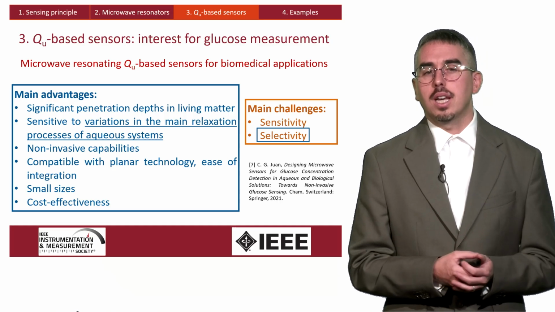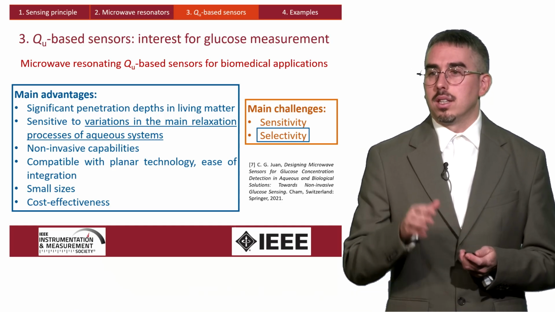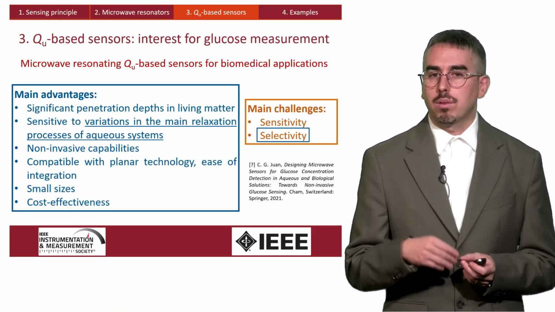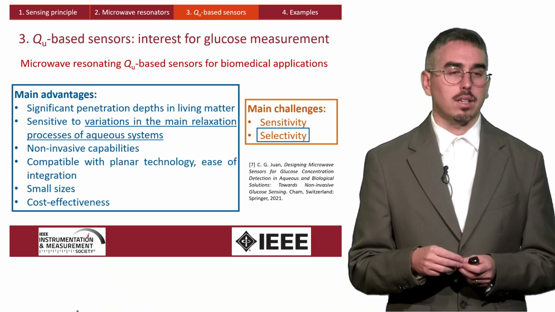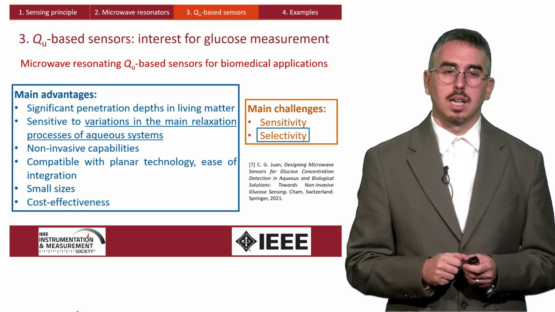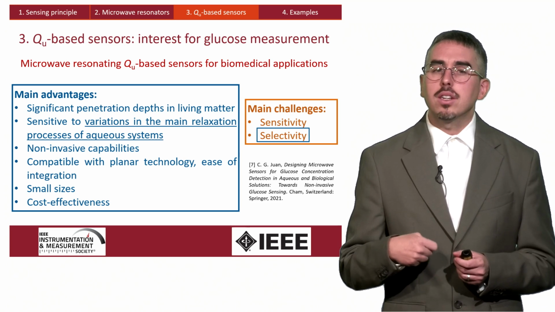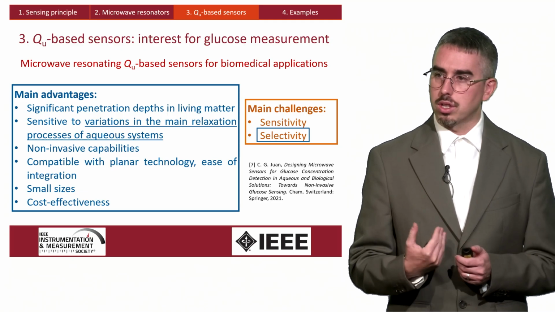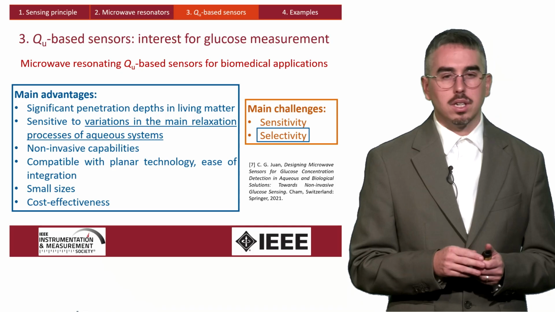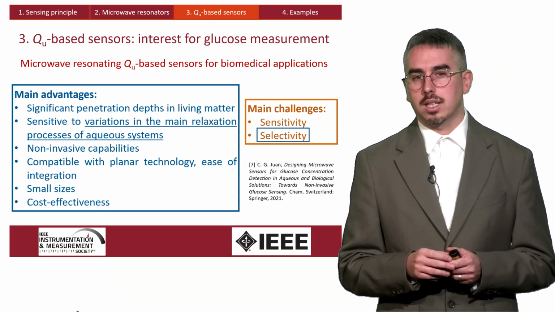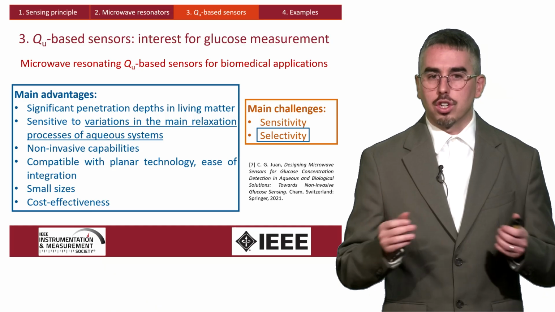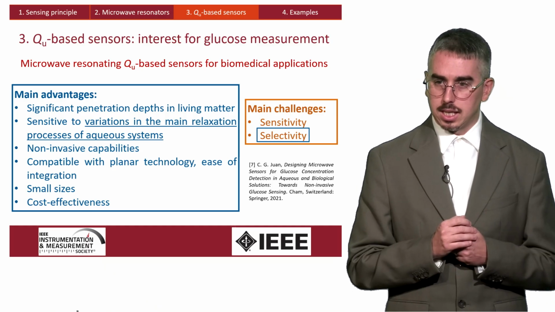In general, we have seen in this second part the interest of micro-resonating unloaded quality factor based sensors as instruments for biomedical applications. The main advantages include significant penetration depths in living matter and also high sensitivity to variations in the main relaxation processes of aqueous systems, and of course non-invasive capabilities.